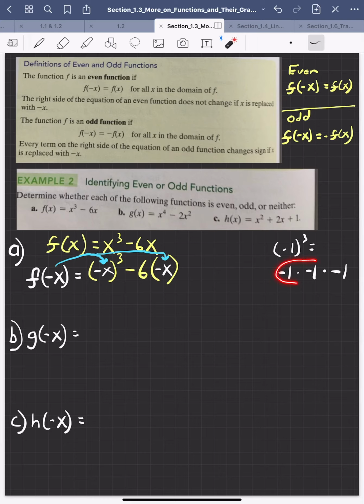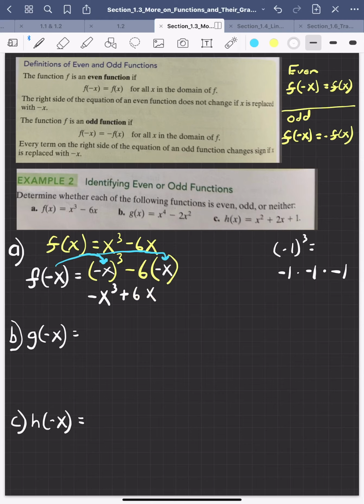So a negative times a negative is a positive, and then that positive times another negative is a negative. So hopefully that helps you, because a negative x times a negative x times a negative x is going to end up being negative x cubed. All right, and now we have negative 6 times a negative x, so that's a negative times a negative, which is a positive 6x.